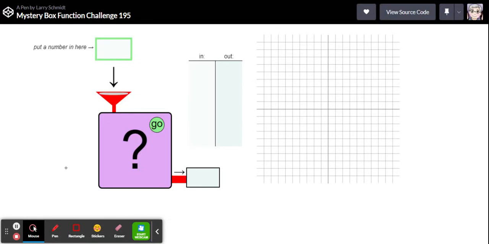Hello everybody and welcome to another mystery box function challenge. In the purple box there is some mystery math and your challenge is to figure out what that is. You can use the link in the description, try out as many numbers as you like, and when you've got an idea, come on back and see if we get the same thing.